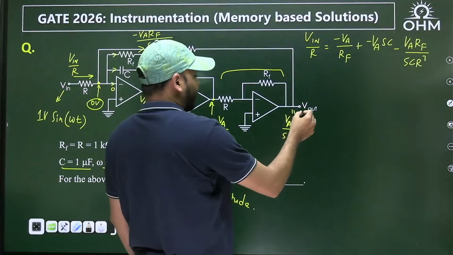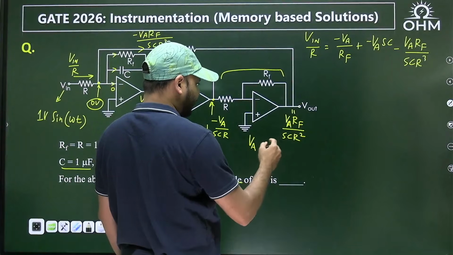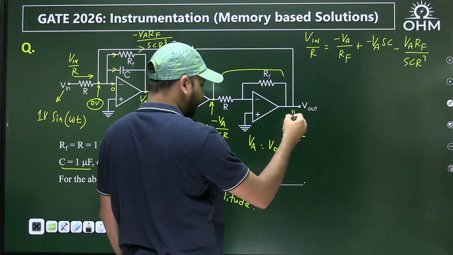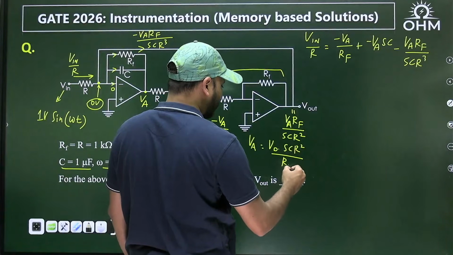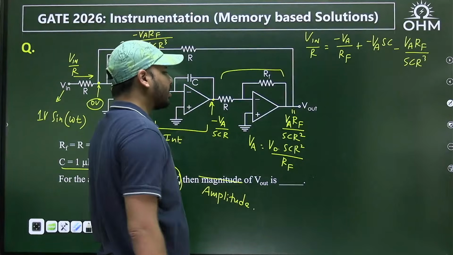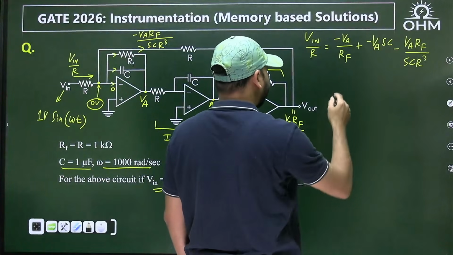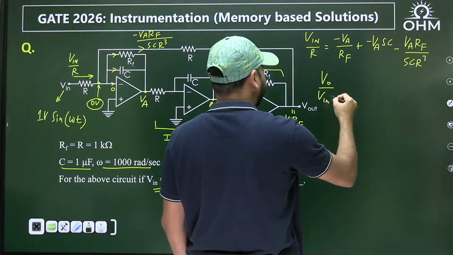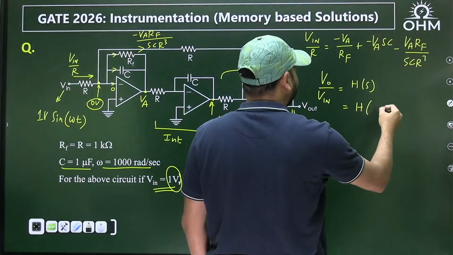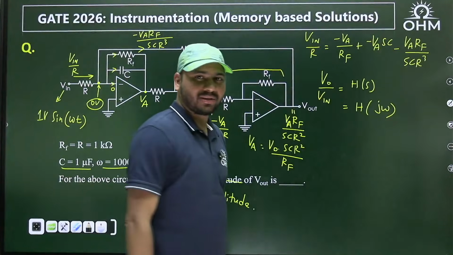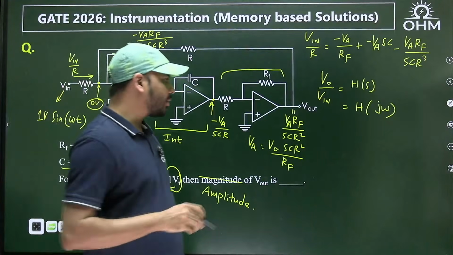Also, the relation between V out and VA is what? V out is equal to VA times this. I think VA can be written in terms of V naught, I mean V out. VA is V naught SC R square by RF. So in place of VA, you can write this, and then you can get the transfer function V naught by V in, which is H of S. Then you substitute S equal to J omega, and then you substitute omega equal to this, and then you find the magnitude of the transfer function.